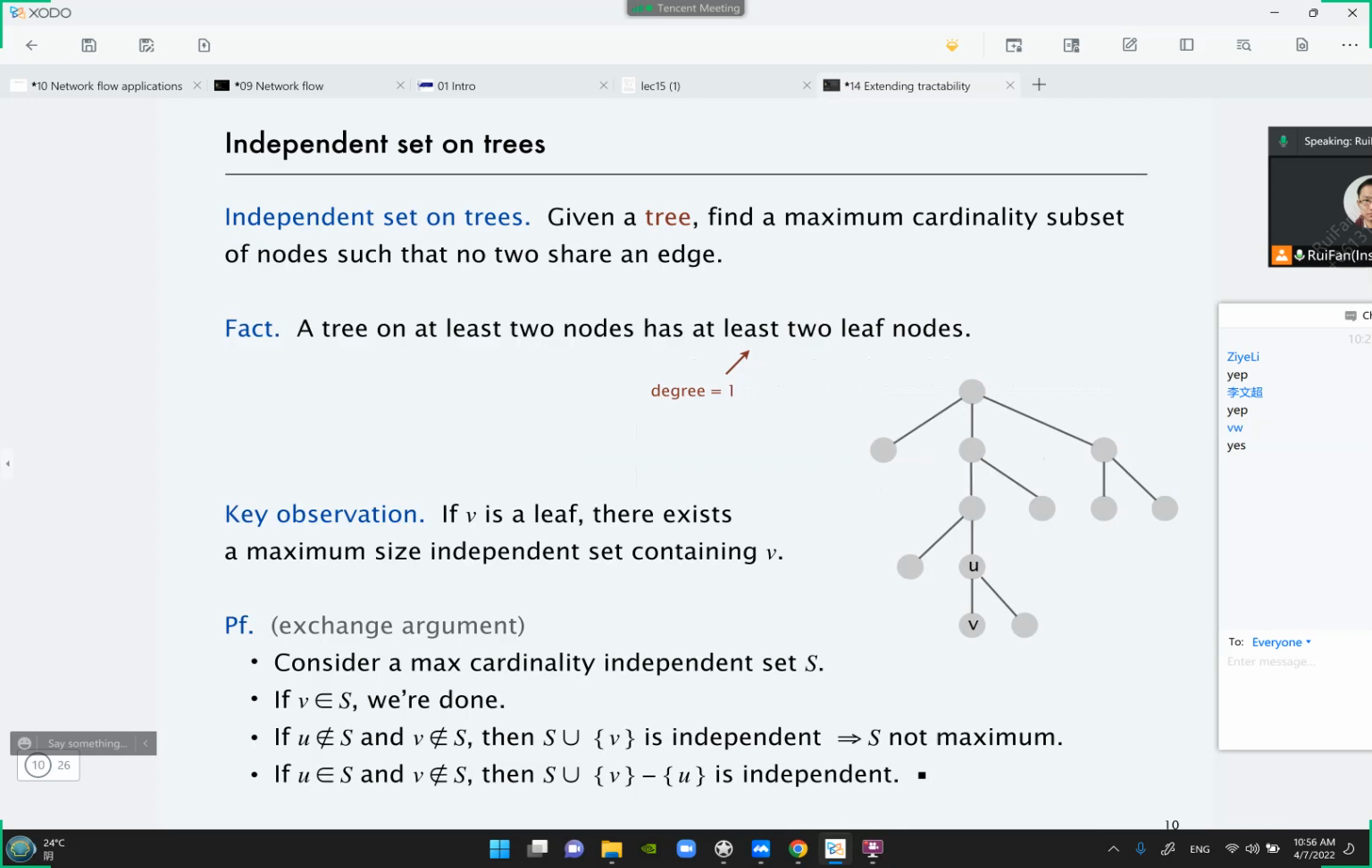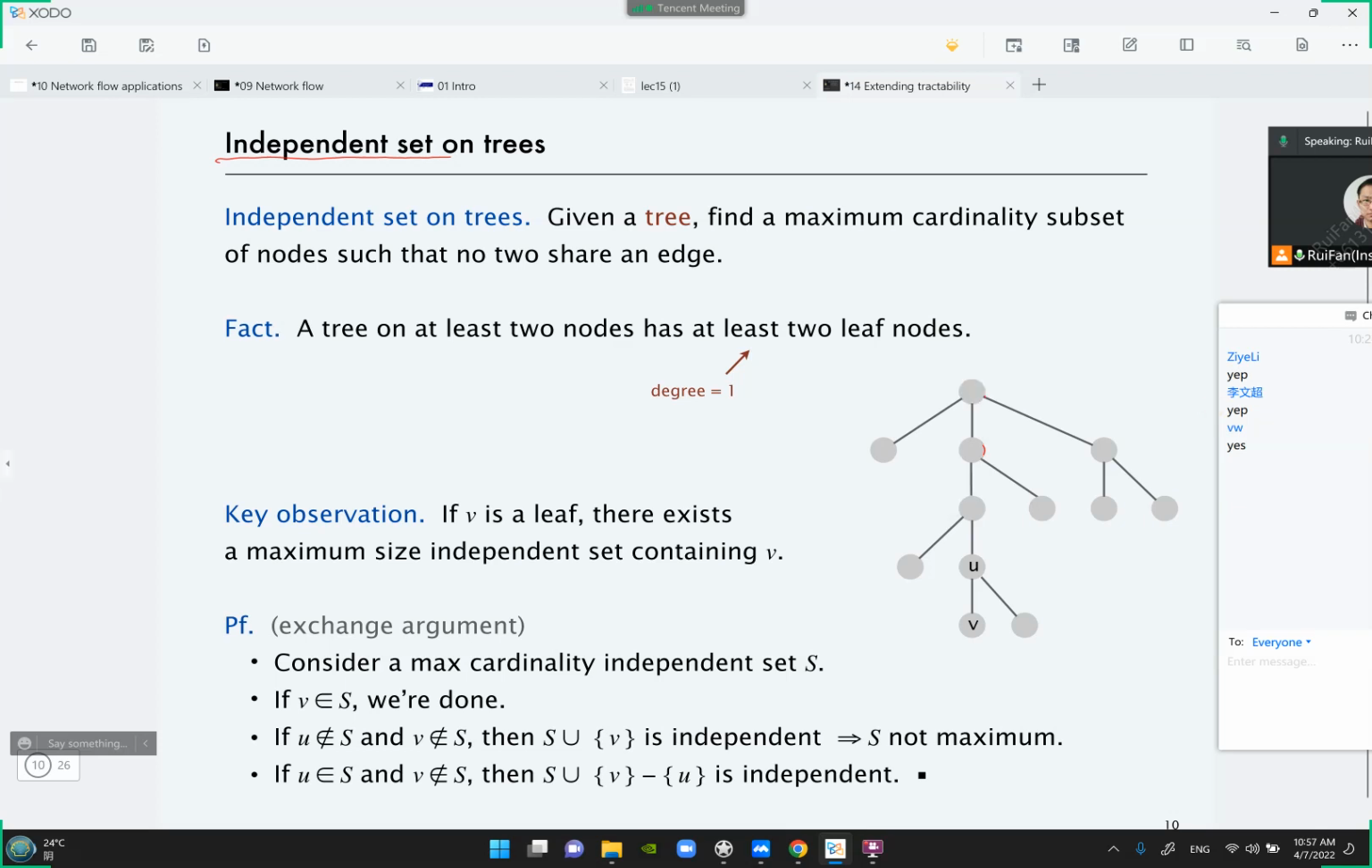For the next problem, we're going to focus on some problems in trees. The first problem we're going to look at is independent set. First of all, what is an independent set? Suppose you have a graph like this over here. An independent set is a subset of the vertices, but the requirement is that if you pick one vertex, you cannot pick any of the neighbors of this vertex. For example, this is not an independent set because these 2 are neighbors.